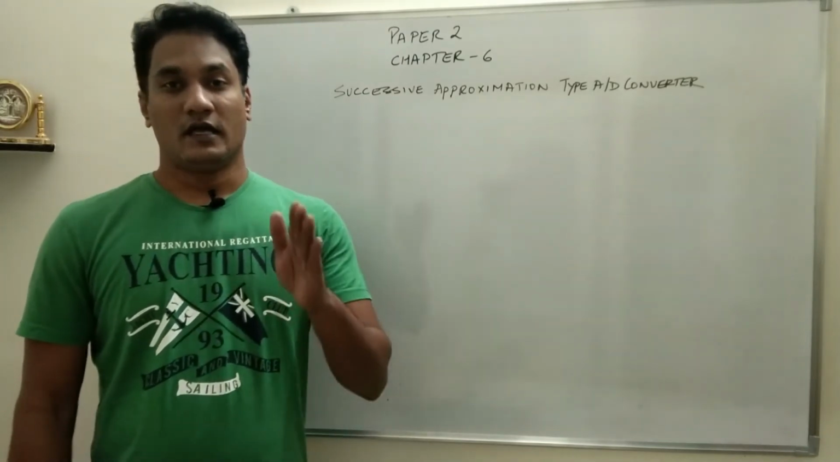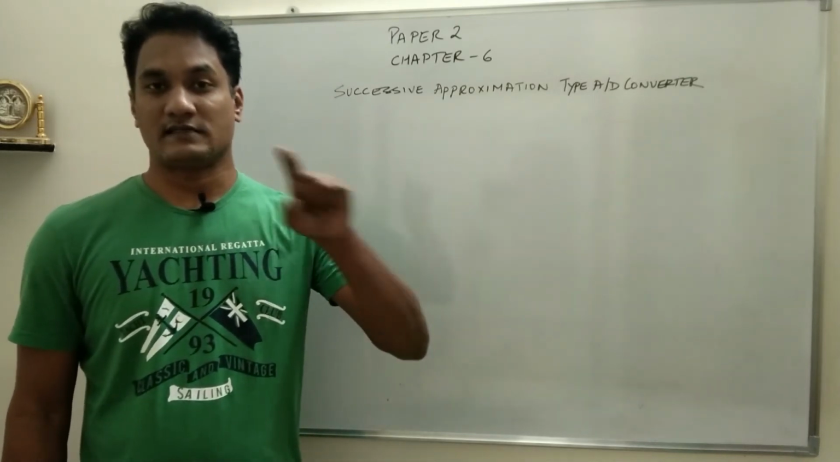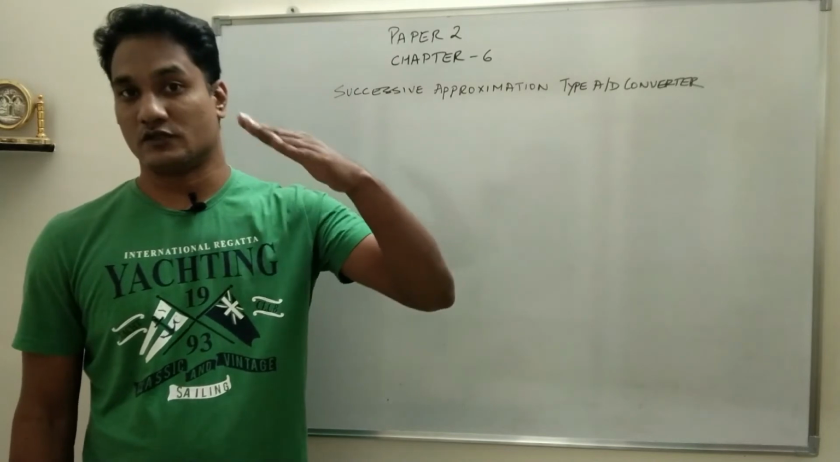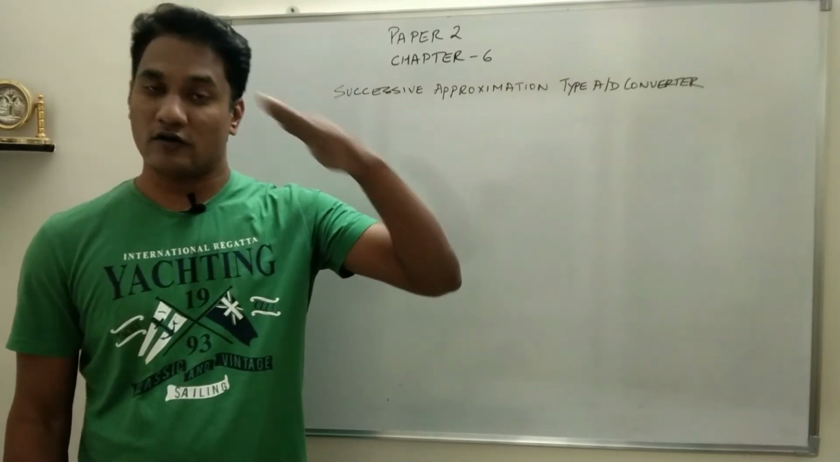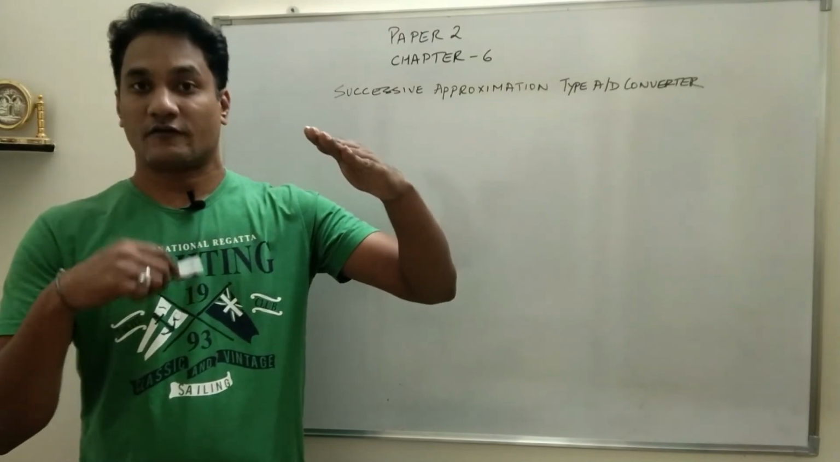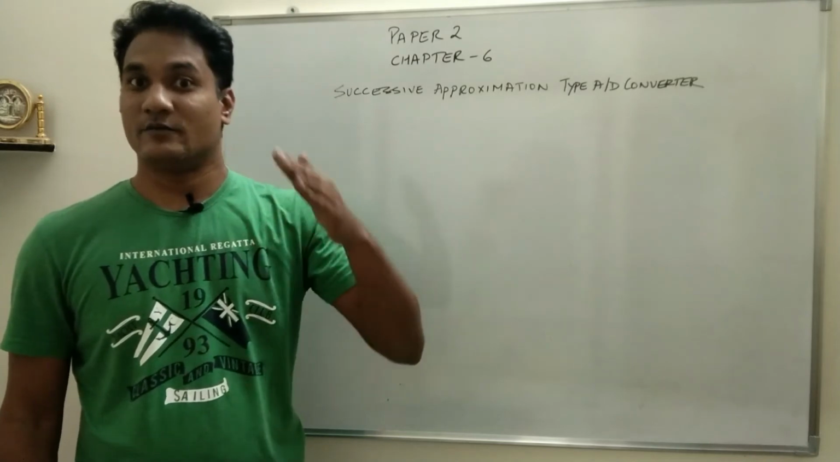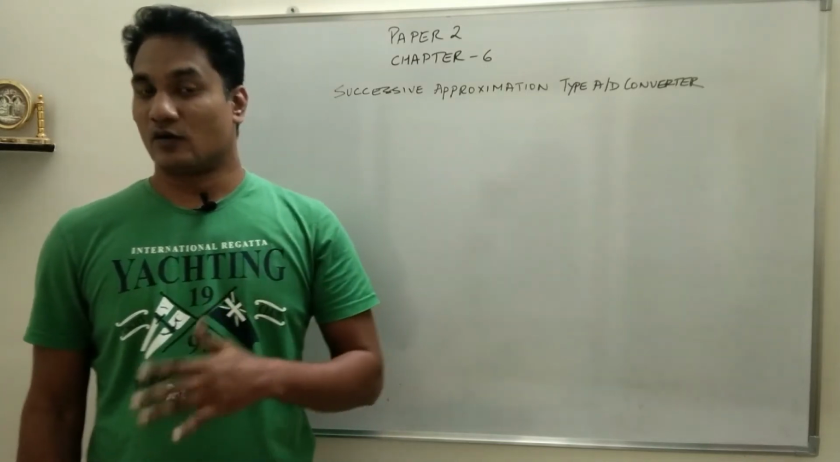If you remember, in counter ramp type A to D converter, every time we press a start pulse, the counter will reset to 0 0 0 0. That means it will always start counting from 0, even if it is for 8 volt, 13 volt or 15 volt, it will start counting from 0 0 0 0. Therefore the conversion time keeps on increasing if the analog voltage increases.